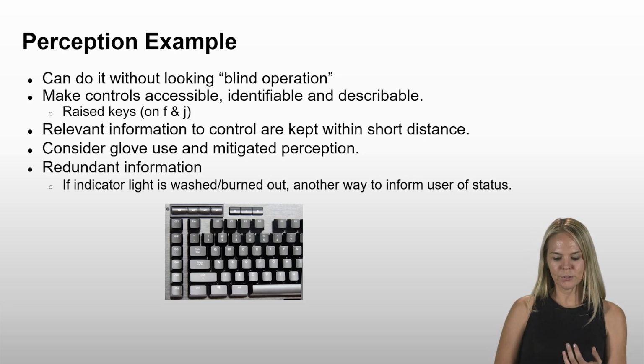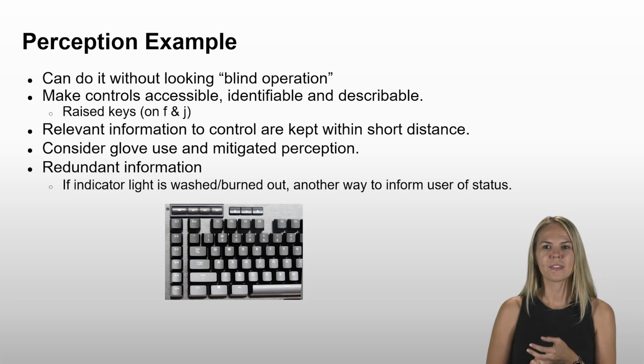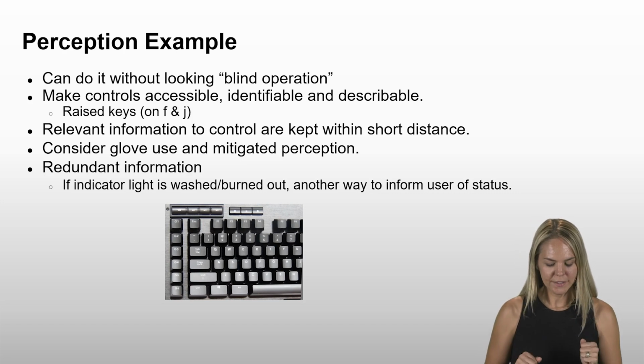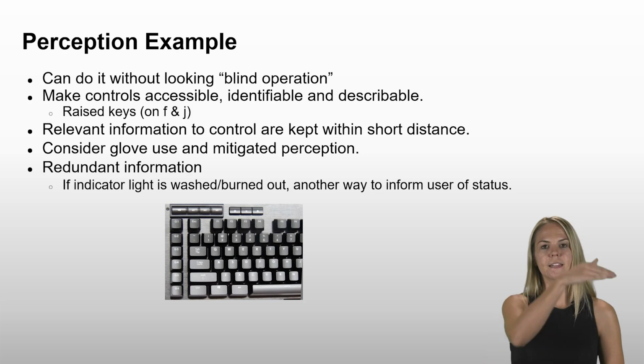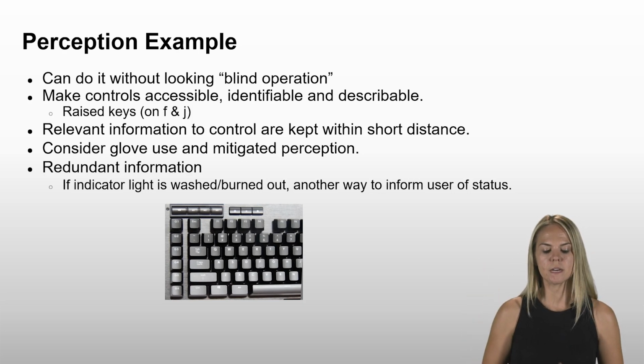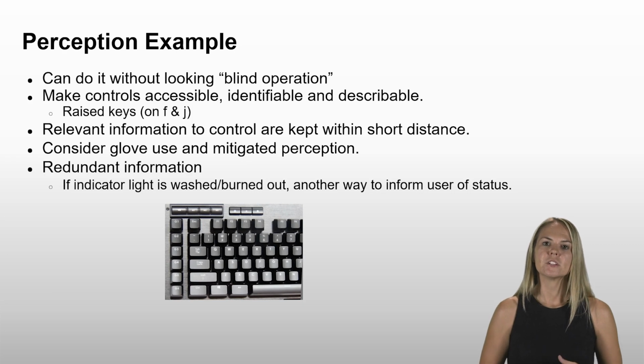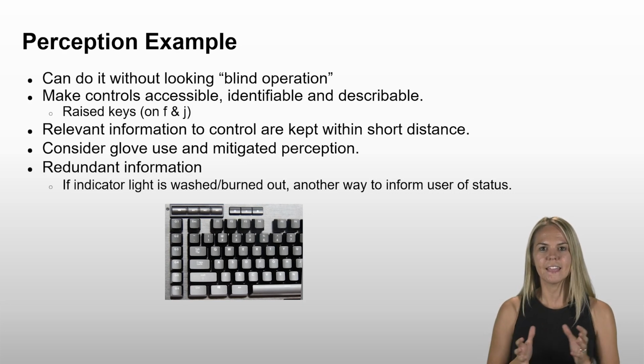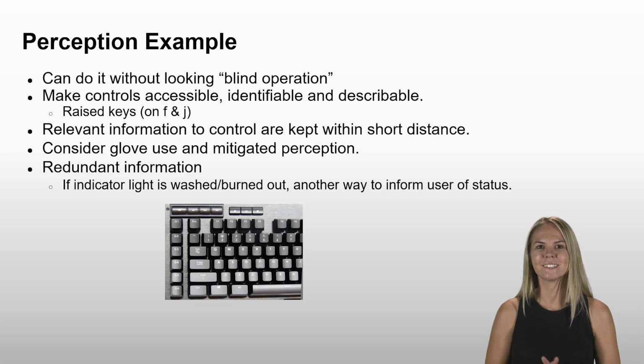Make your controls accessible and account for the color, size, and shape. Identifiable, so I know the FN is the blue one, and if I press that, it's going to give me access to the F keys at the top. Discriminable, so you know which one's which. That makes sense to the user. The relevant information that you are using to control is kept within a short distance of each other. So again, that's proximity, where they're in an area that makes sense, as close as possible without getting them super confused.